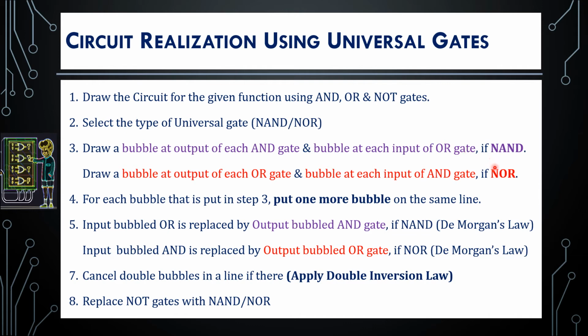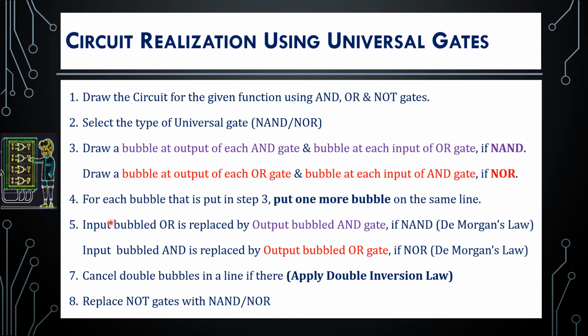And if the selected type of the universal gate is NOR, then we need to convert the OR to NOR. So for that we put a bubble at the output of each OR and a bubble at the input of each AND gate. Input bubbled AND is equivalent to output bubbled OR, that is NOR. According to De Morgan's law, input bubbled AND is equivalent to NOR. So we are using that theorem here. Now we put bubbles. We note the lines that received a bubble in this step 3.